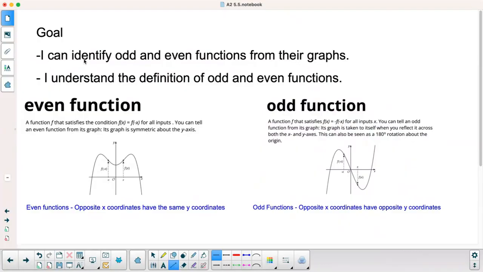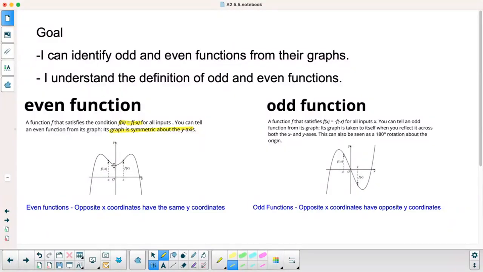All right, so our goal: I can identify odd and even functions from their graphs, and I understand the definition of odd and even functions. You might want to pause the video and write this down. An even function, this is what's important here. You need to make sure that you have this written down right here. Draw a picture here. It's symmetric. An even function is symmetric about the y-axis. So if I fold this graph on the y-axis, it's going to match up. The left side will map onto the right side.